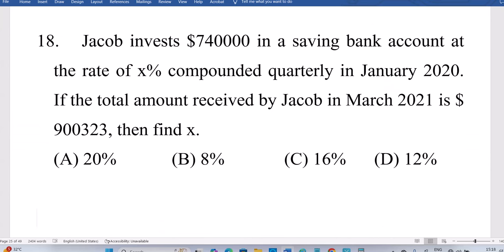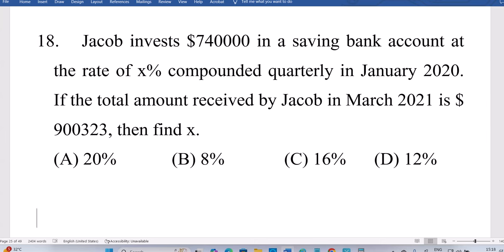Now let's look into this 18th question. This question without a calculator is actually not possible, to be frank. Actually without a calculator it's not possible, but in the exam a calculator is officially not allowed. You can use it here and there, but this question, I too agree, it's not possible. Sir, why are you telling like that?